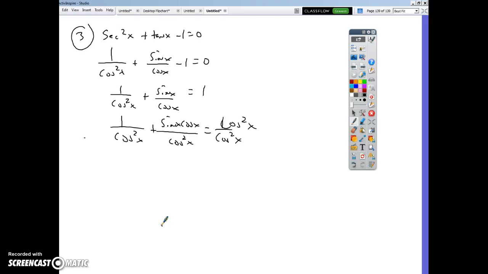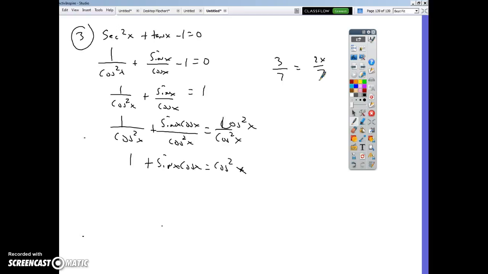Because once I have a common denominator, what can I do now? Throw it all out. If everything's the same on the bottom, then the tops have to be equal to each other, right? So I can drop this whole bottom and I get 1 plus sine x cosine x equals cosine squared x. Agreed? Well, since when can you do that? For a long time. If you've got 3 over 7 equals 2x over 7, you know the 7s are the same, right? So the tops have to equal each other.